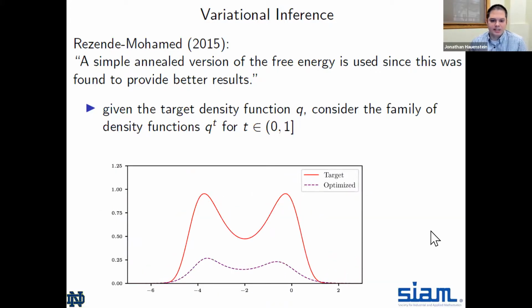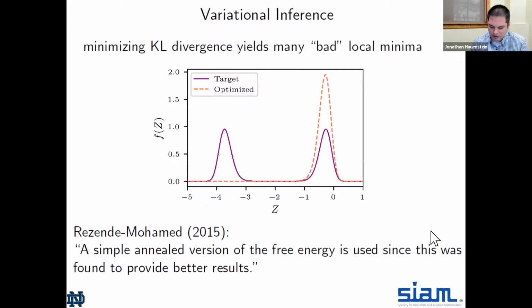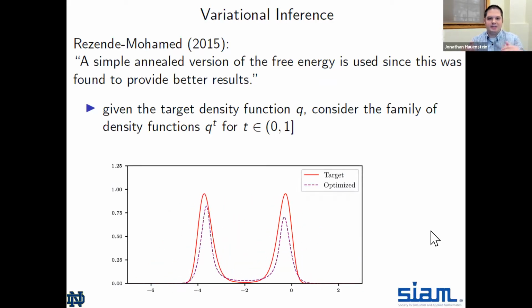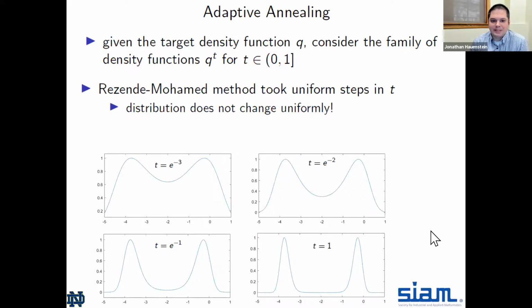Okay, so here's an animation of how it works. Okay, so I'll restart that animation. So you start with something much easier, and then it continuously deforms into your target distribution, and it makes it much easier to optimize over. And so you can find that multimodal distribution much easier when you use this homotopy approach. Okay, perfect. So Resende and Mohammed took uniform steps in T. The problem is the distribution doesn't change uniformly.